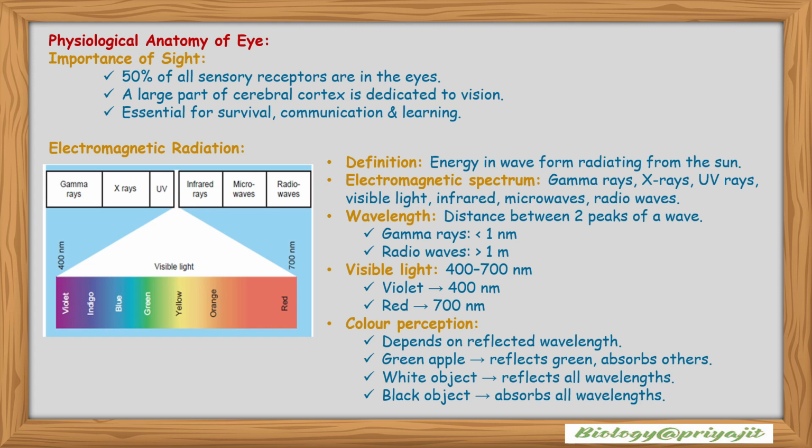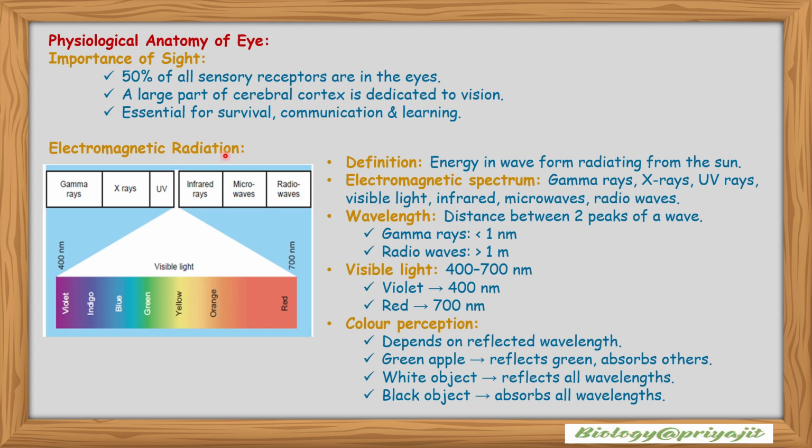Sight is essential for survival, that is, for detecting danger or finding food, for communication, for expressions, gestures, and reading, and for learning. Most knowledge comes through vision. So, the physiological anatomy of the eye: we know that 50% of all sensory receptors are found in the eyes. A large part of the cerebral cortex is dedicated to vision, and it is essential for survival, communication, and learning.